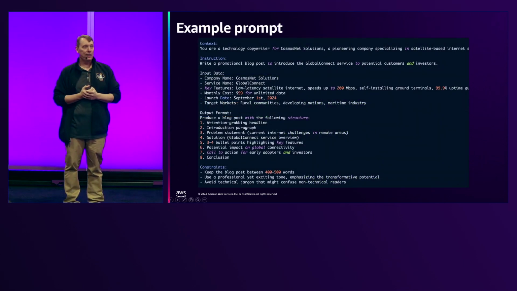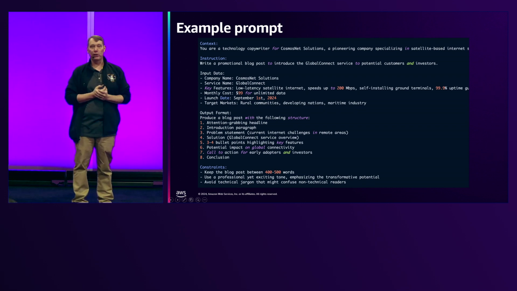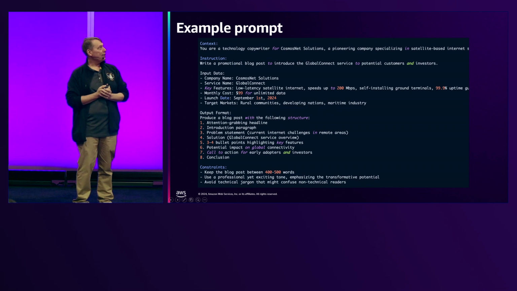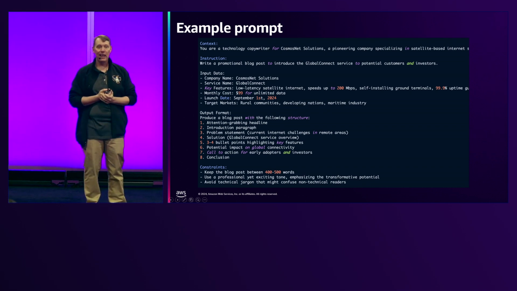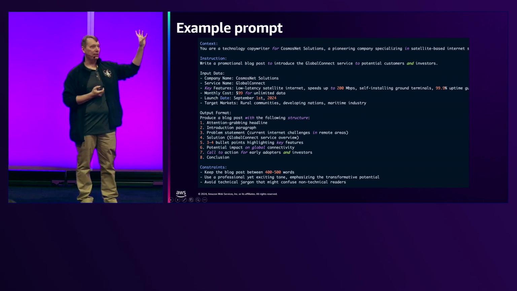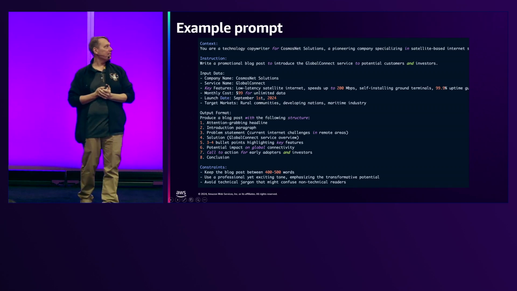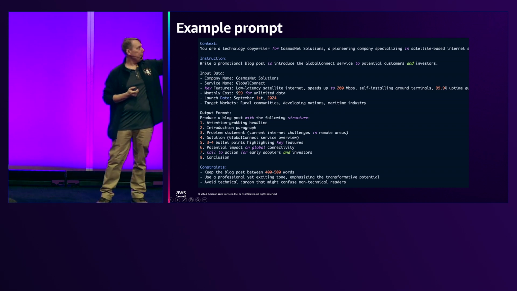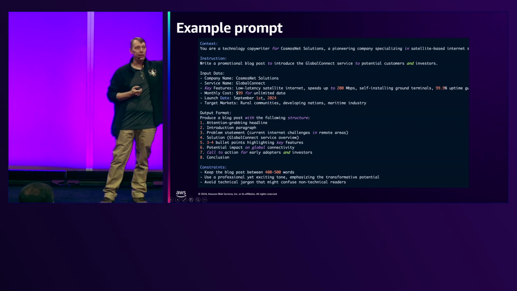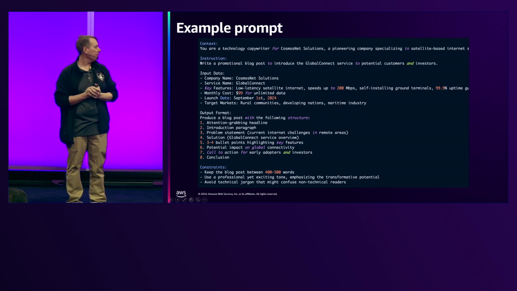So as a context: technology copywriter, one of our role constraints, for Cosmonet Solutions, a pioneering company specializing in satellite-based internet. This is the start of our context that the model is going to take in. What are the instructions we're asking it to do? Write a promotional blog to introduce the Global Connect service to potential customers. Our input data: who's our company? What's our service? What's the monthly cost of this service? This is all leading into input data that the model is going to take into account.